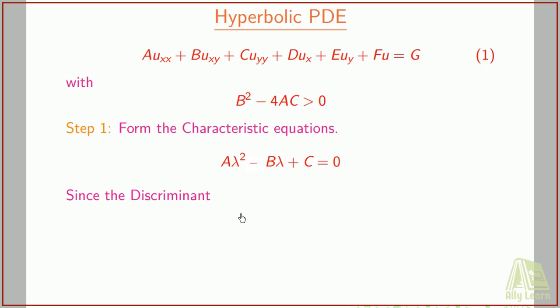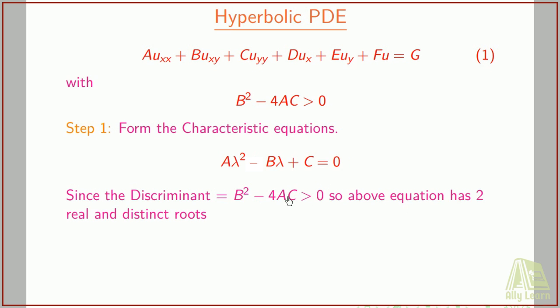The discriminant is b square minus 4ac. This is the discriminant of this equation, and we already know that it is positive, as my PDE is given to be hyperbolic. So we get that this discriminant is positive. And we all know that if the discriminant of a quadratic equation is positive, then this equation will have two real and distinct roots. So the above equation has two real and distinct roots, say lambda 1 and lambda 2.